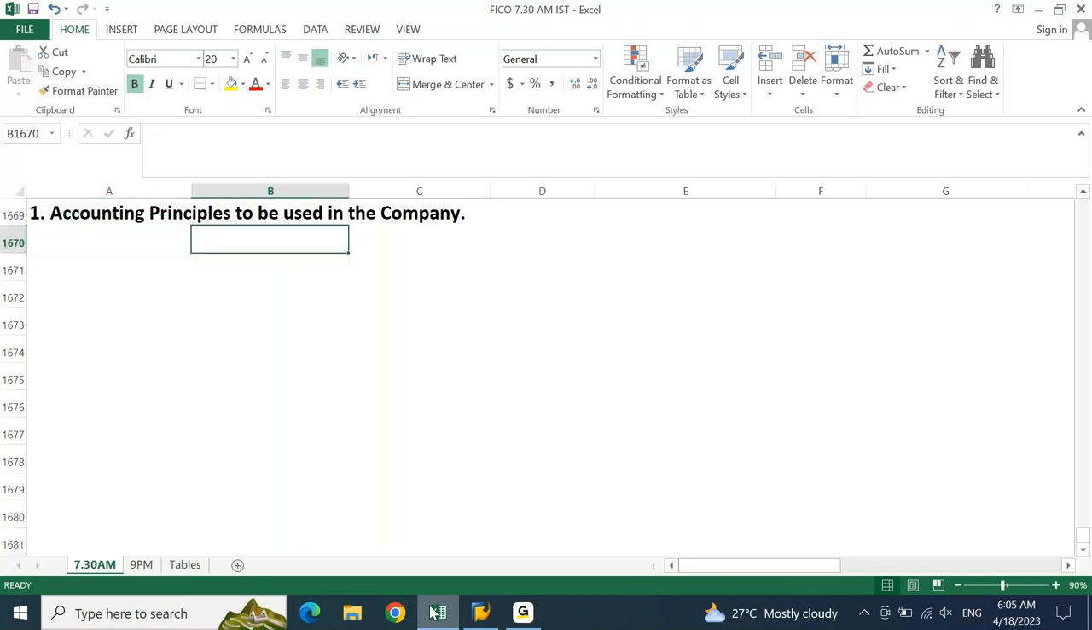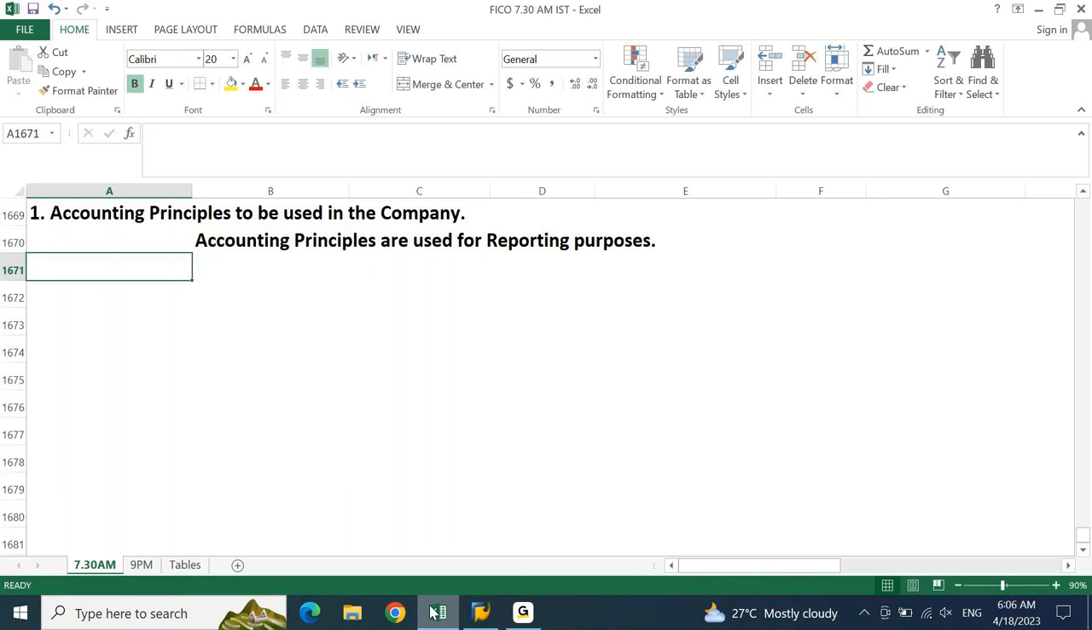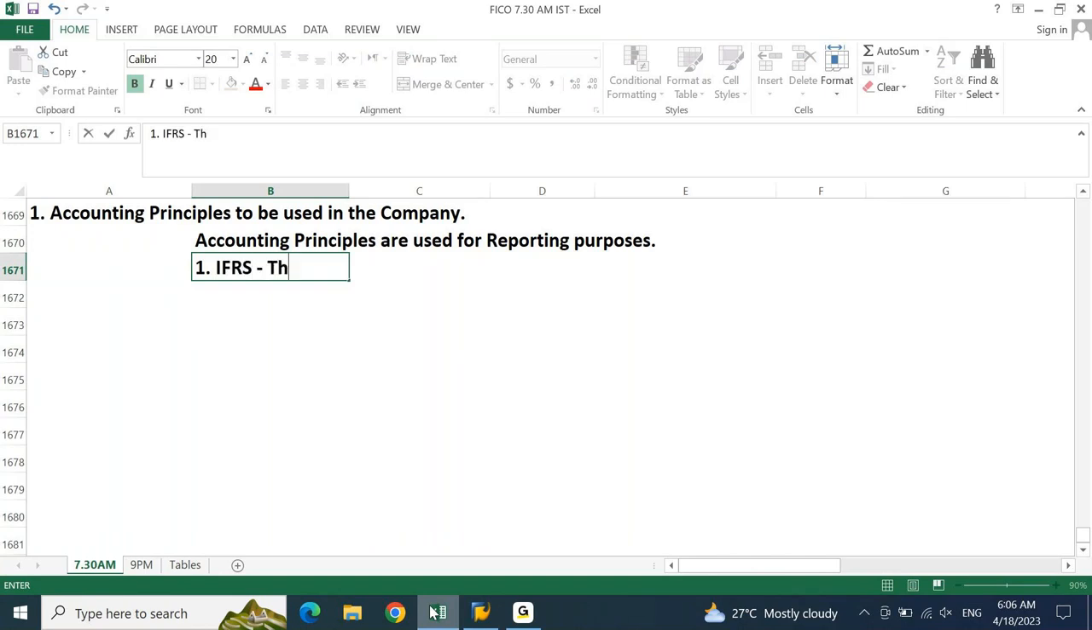Point number one. So this accounting principles, why do we use accounting principles? For reporting purposes. Is that correct? Basically, in any organization, there will be minimum two accounting principles. Okay, first accounting principle will be IFRS, and this is used for group reporting or consolidation purpose.